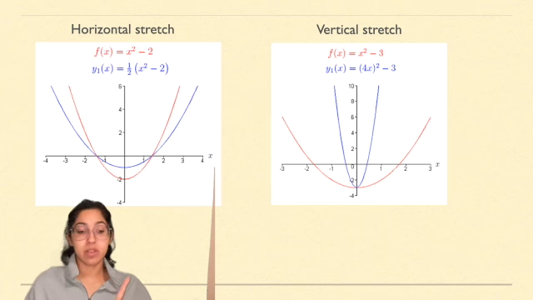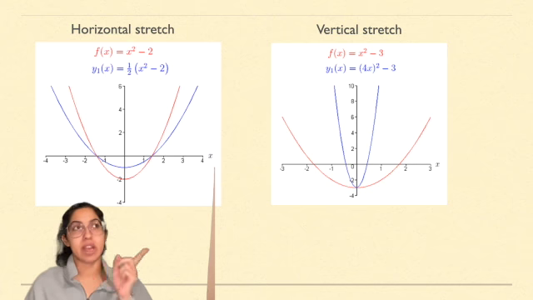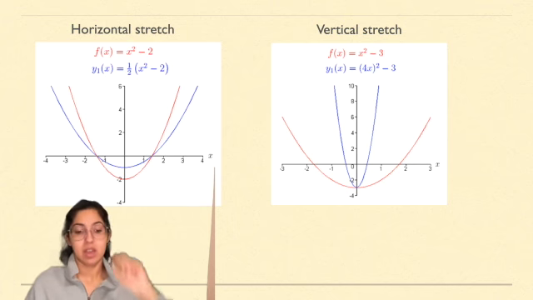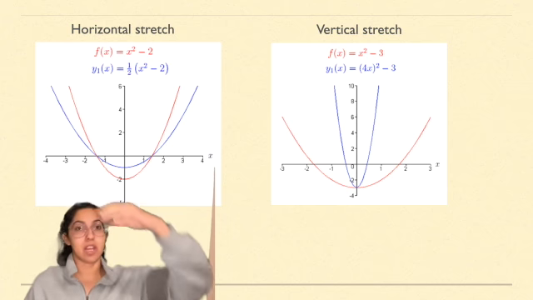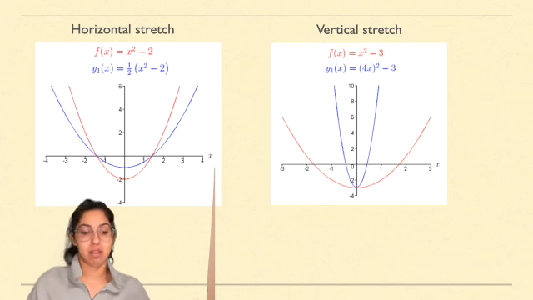If you notice on the horizontal stretch, your a is typically a fraction. So if you see already that your a is a fraction, you know it's going to horizontally stretch. On the other picture, a vertical stretch, you're going to see that a is bigger than 1, so it's getting skinnier. And that's pretty much it.